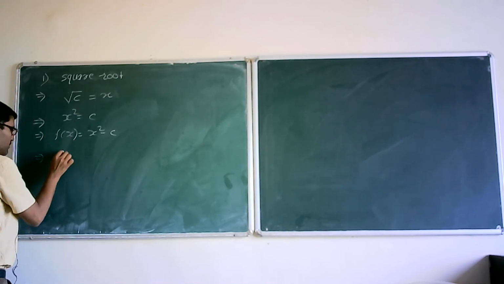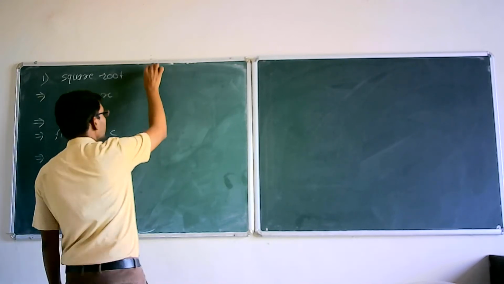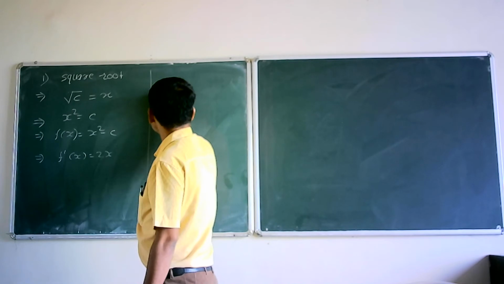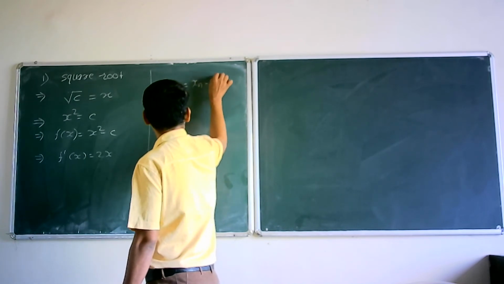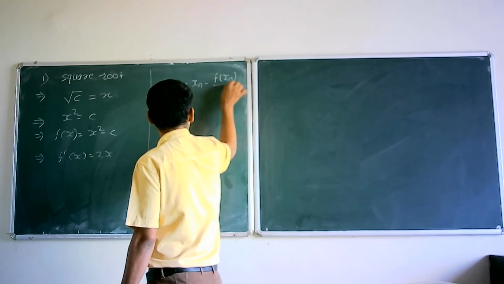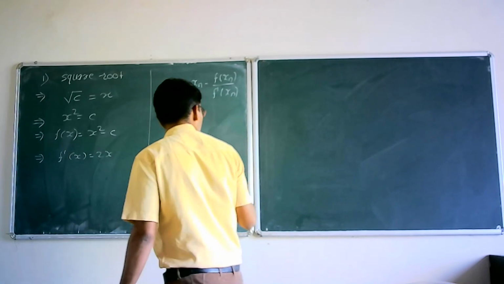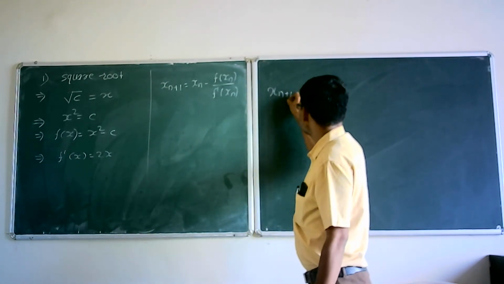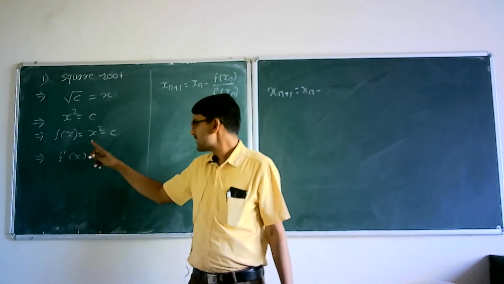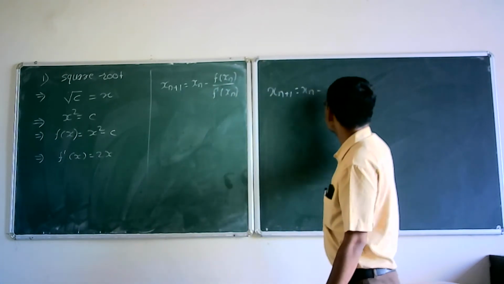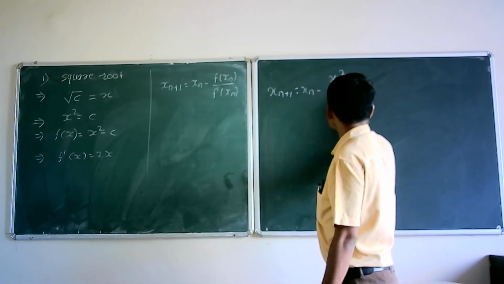Now what is f dash x? f dash x is equal to twice x, and therefore what is the Newton-Raphson formula? xn plus 1 is equal to xn minus f of xn divided by f dash of xn. What is f of xn? In place of x, just put xn. It is xn square minus c divided by twice xn.